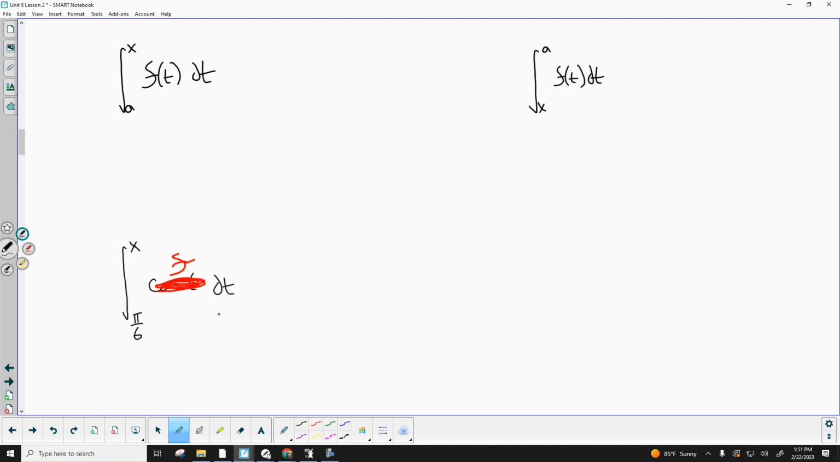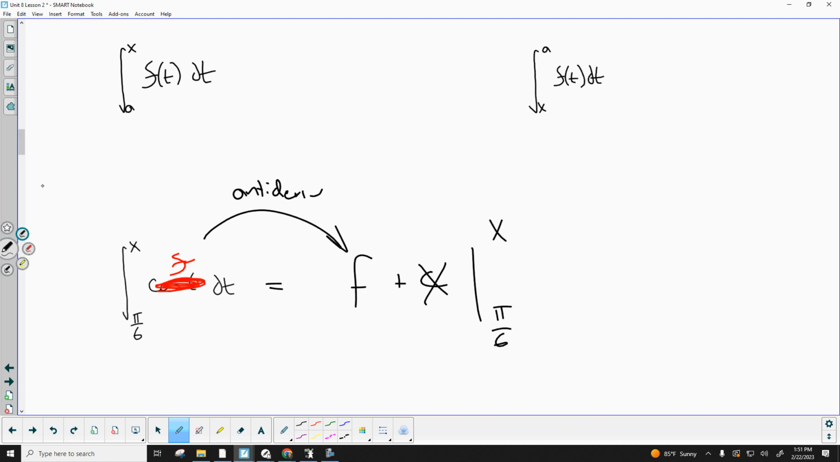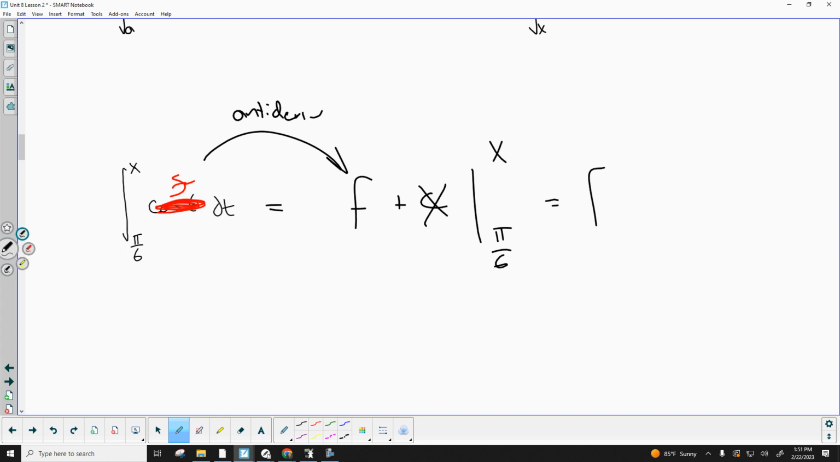If I were to evaluate this and I didn't have a calculator, now this is not what we're going to be doing, this is just me showing you that this pi over 6 doesn't matter, and that f just gets replaced. When you take a derivative of this integral, this stuff doesn't matter, you're just going to get f. I'm going to take the antiderivative of f, and I say the antiderivative of f is big F, plus C. I don't really care about the C, but I'm going to plug in pi over 6, and I'm going to plug in x. And I get big F of x minus big F of pi over 6. Cool?